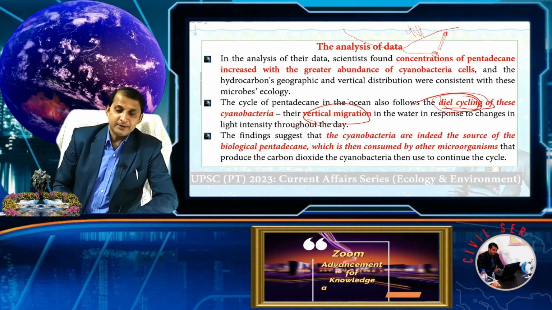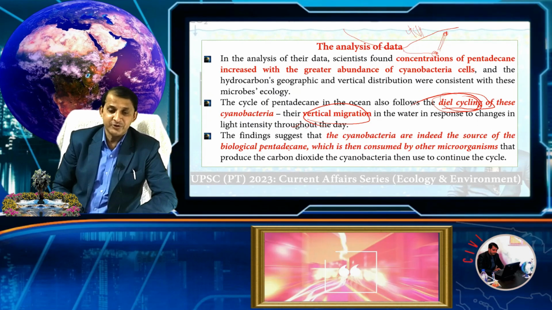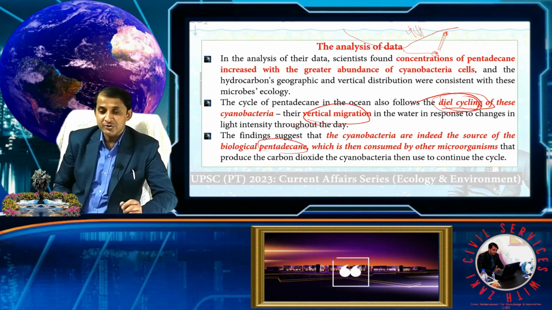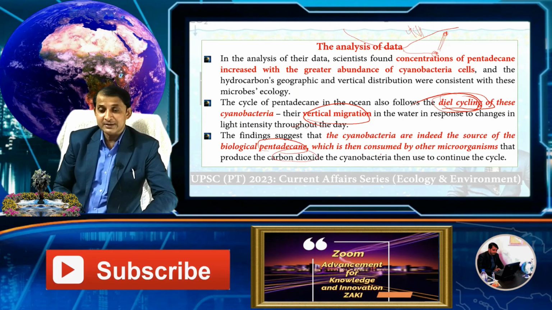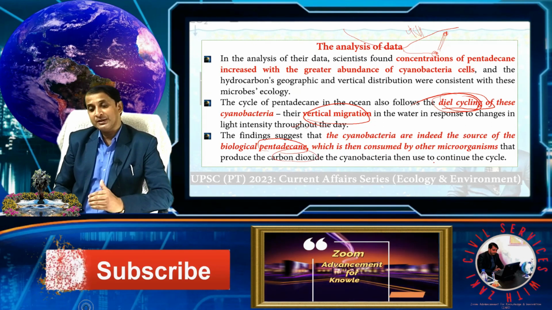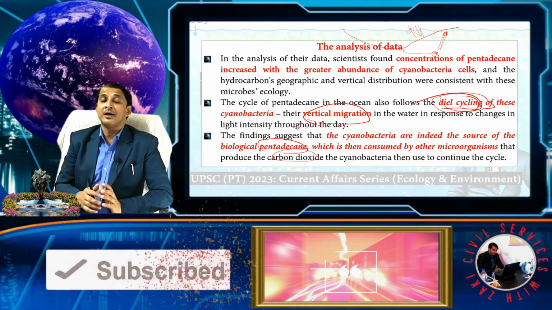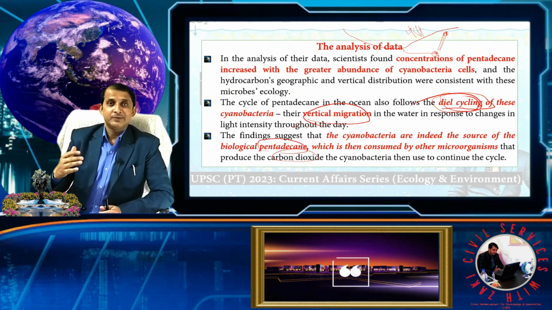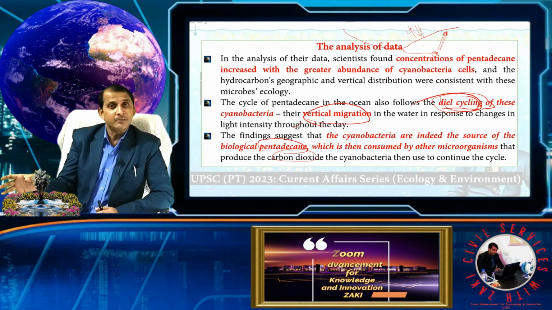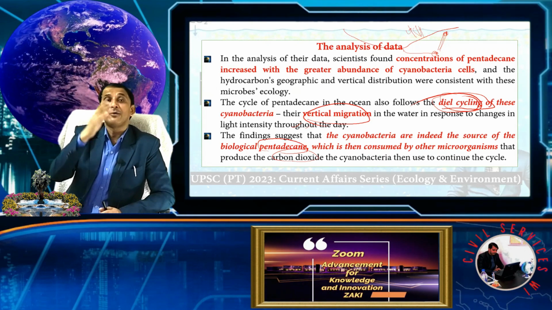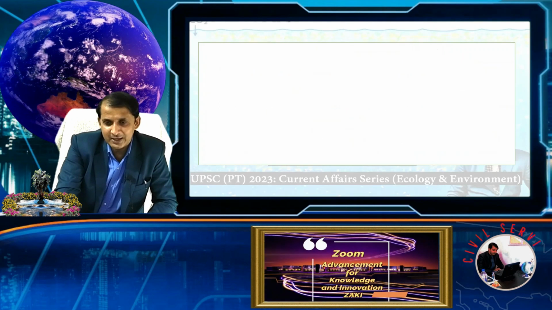Another is that the findings suggest that cyanobacteria are the source of the biological pentadecane, which is then consumed by other microorganisms that produce carbon dioxide, and the cyanobacteria then use it to continue. So it's a cycle. These cyclic processes are basically the 300 million metric tons released by these microbes, and finally recycled. So that's why it is a very significant cycle.